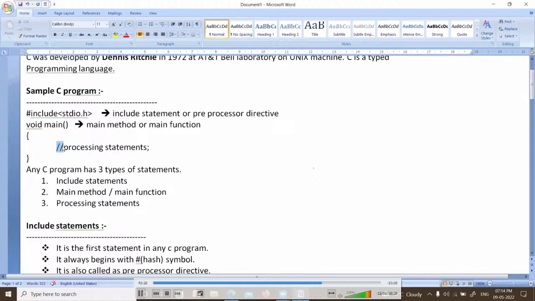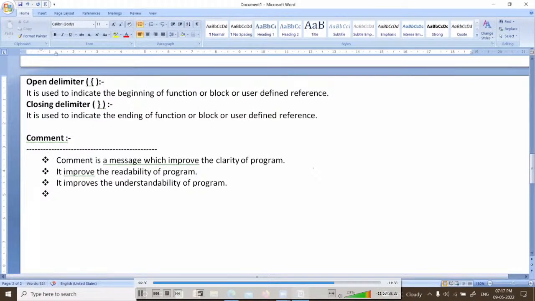Of program. So it is just for you, not for the computer. So it won't compile. Comments don't compile. What is the meaning of "doesn't compile"? Compile means it converts code to machine code. Comments are not converted into machine language, machine code. They don't execute either. Comments do not execute.